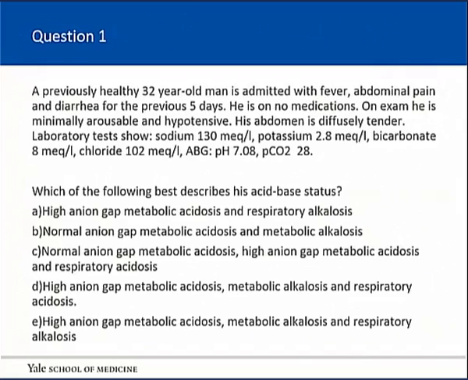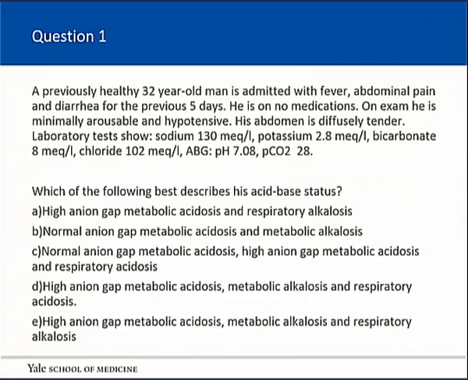So the case. Previously healthy 32-year-old man is admitted with fever, abdominal pain, and diarrhea for the previous 5 days. He's on no medications. On exam, he's minimally arousable and hypotensive. His abdomen is diffusely tender. Laboratory tests show a sodium of 130, potassium 2.8, bicarbonate of 8, chloride of 102, and an ABG with a pH of 7.08 and a PCO2 of 28. Which of the following best describes his complex acid-base status?